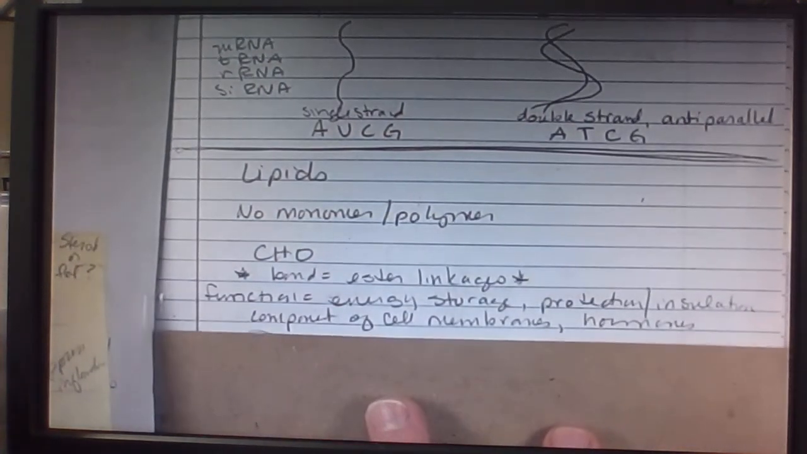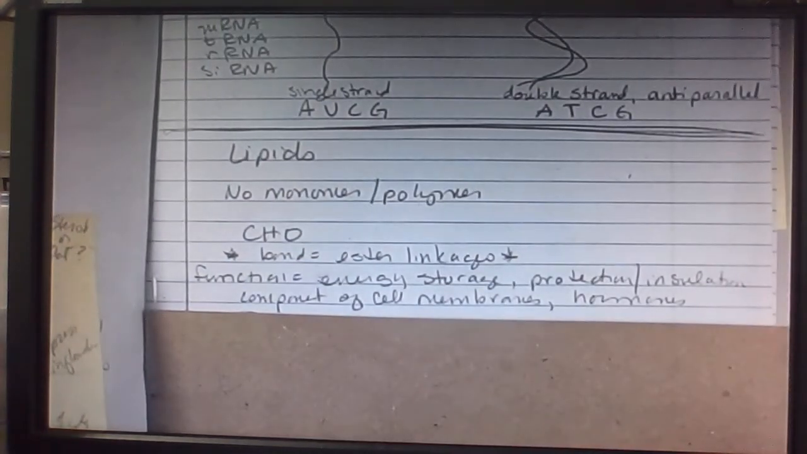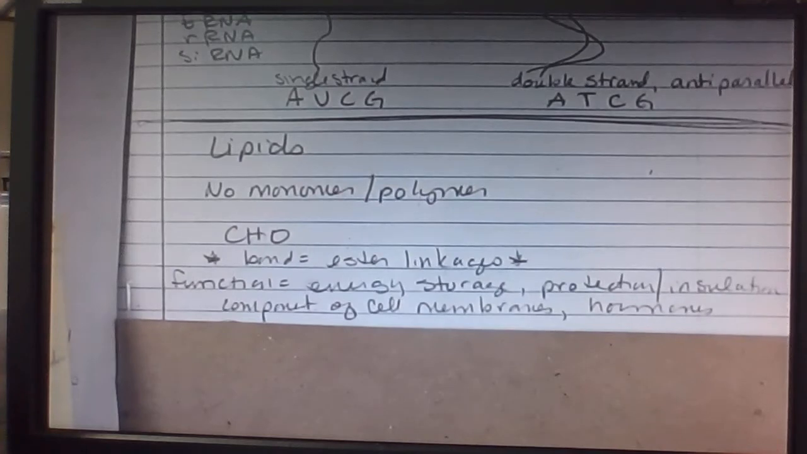Function of lipids. The biggest function of lipids is energy storage. We've also talked about the importance of lipids, even though they get a bad rap, in that they're important for protection, and they insulate our internal organs. We have a layer of fat underneath our skin, which is important for temperature control. They are a component of cell membranes because cholesterol is a lipid, so it's very important for cell membranes. They are a component of hormones. So function is the job.